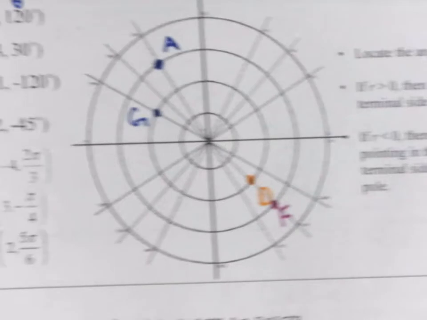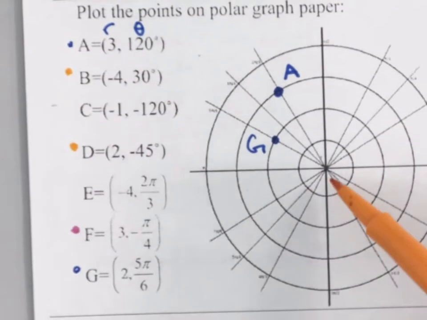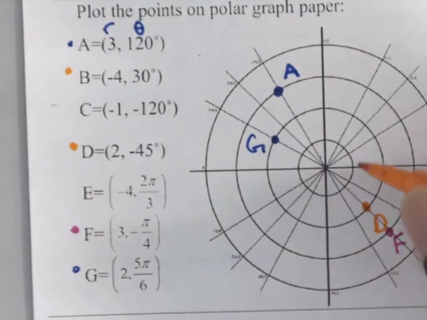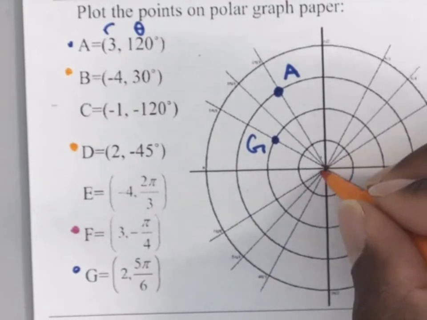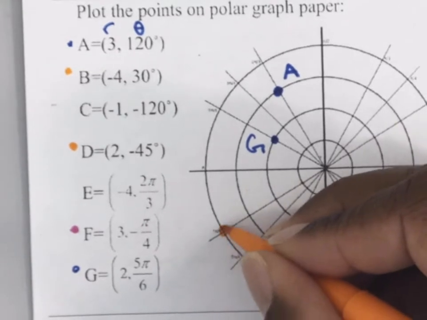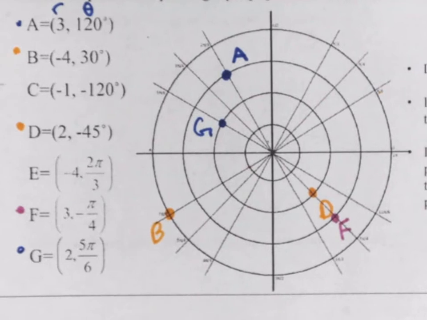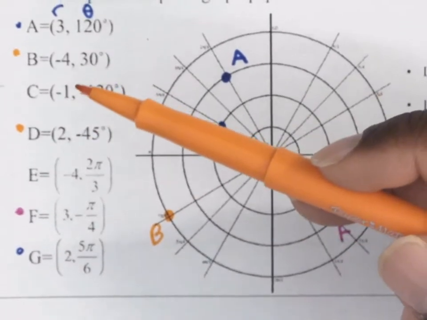So if we go back and try to do B, originally I would go 30 degrees, which is right here, right? But instead of me going out 4 this way, since it's negative, I go opposite 4. So it'd be 1, 2, 3, 4, and this is actually where point B is. I got a good guess. That's the one little thing that makes this tricky. The negatives, if the R is negative, you go in the opposite direction.